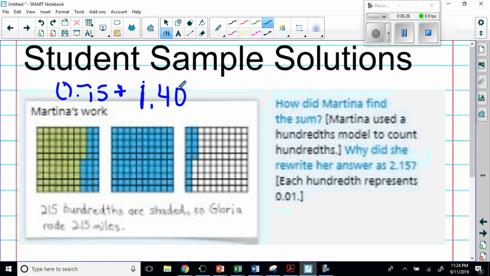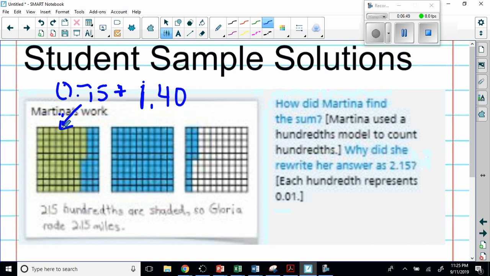And we could do that by counting the columns, which are 1, 2, 3, 4, 5, 6, 7. Each of those has 10 in it. So that's 70 hundredths, and then 5 more. So that's where we get our 75 hundredths. It's the green squares. Now, if we look at the 1 and 40 hundredths, that's represented with the blue dots.